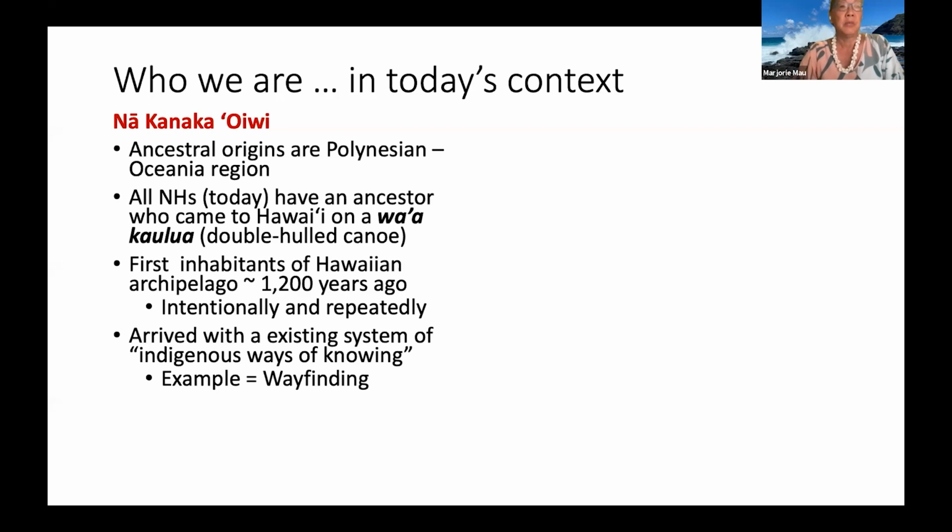Because that's our origins. And the first inhabitants of the Hawaiian archipelago, the furthest north of the Oceania populations, occurred about 1,200 years ago, and intentionally and repeatedly voyaged to Hawaii and arrived already with an existing system of indigenous ways of knowing. And I'll give you some examples such as wayfinding.